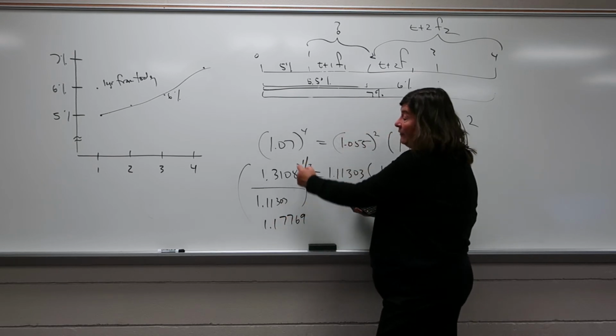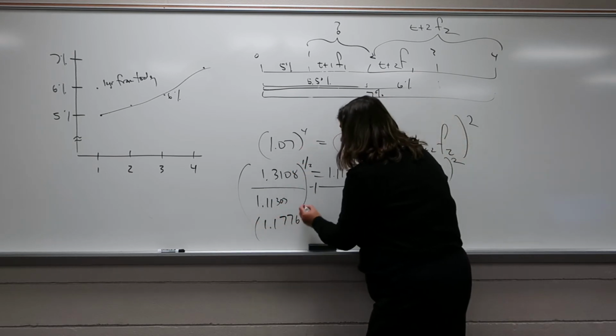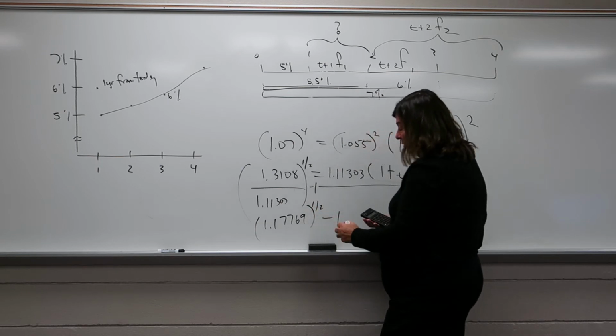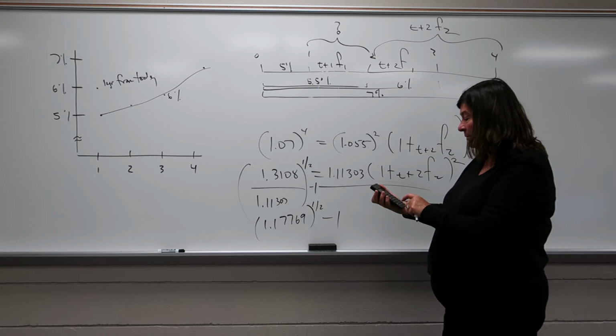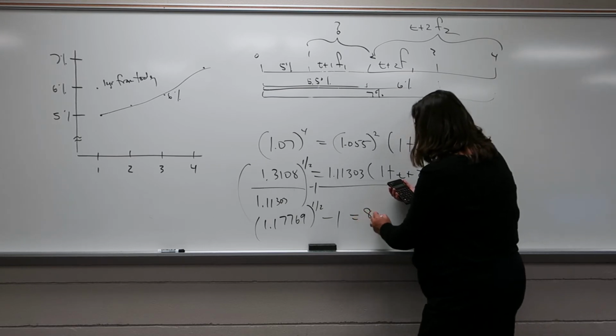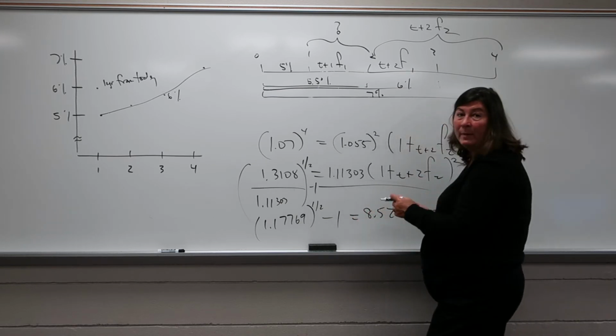Because what did I forget? I forgot to take my square root. So I'm going to take the square root of that and subtract 1. So let's do that. Minus 1. Now see, I was off. It is only 8.52%. I said it was probably bigger than 9.